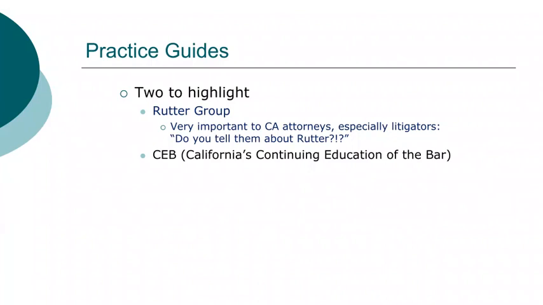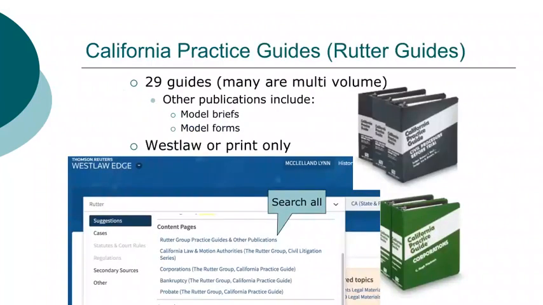Those are definitely the guides that we get asked for most often by practicing attorneys when they come into the library here at UCLA. CEB is also another really great platform that you should know about if you're going to practice in California. So the Rutter guides, they are published by West. So at this point, they're only available in Westlaw or in print. Like Witkin, you can search all of them at once or individual guides in Westlaw.